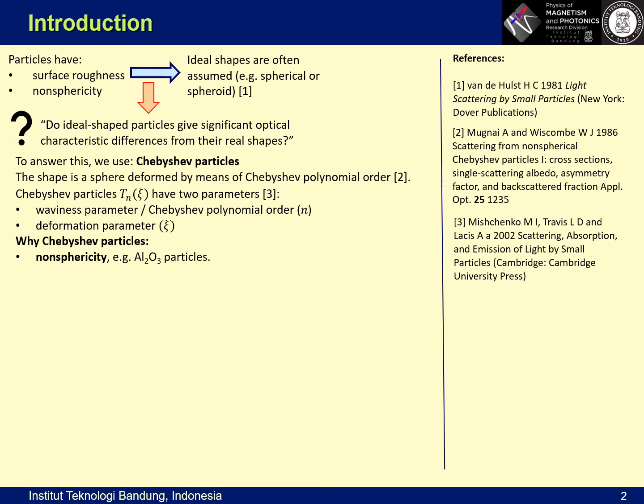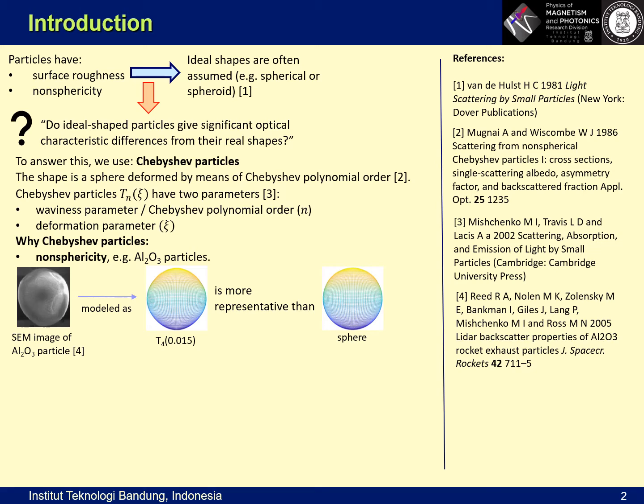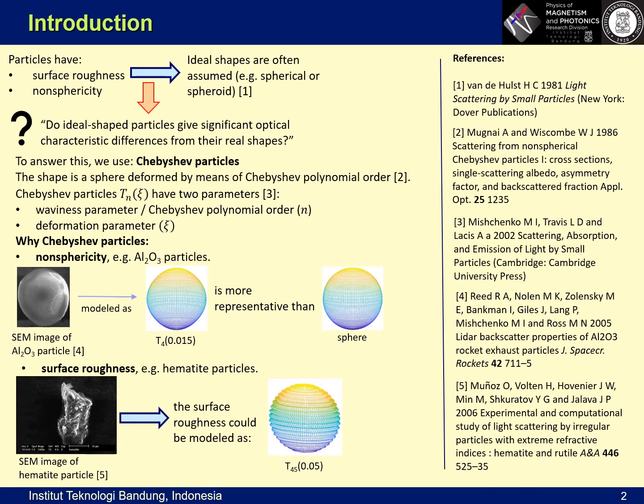For example, in aluminum oxide particles, based on the same image of aluminum oxide particles, it could be modeled as Chebyshev particles of T4 15,000 that is more representative than spherical particles. We also study Chebyshev particles to explain surface roughness, for example in hematite particles. Based on the same image of hematite particles, we can model the surface roughness of it as Chebyshev particles T45 500.